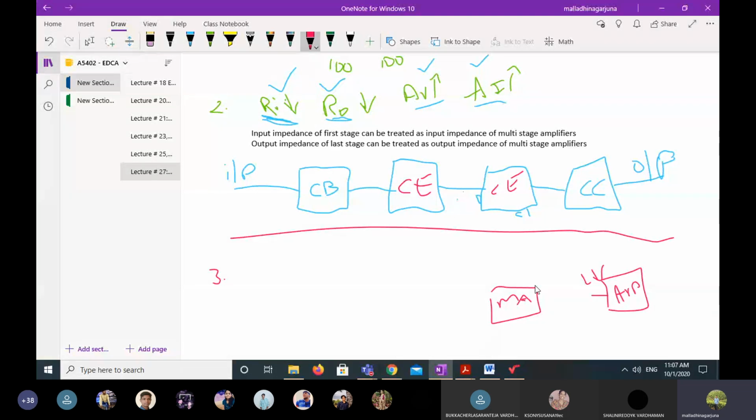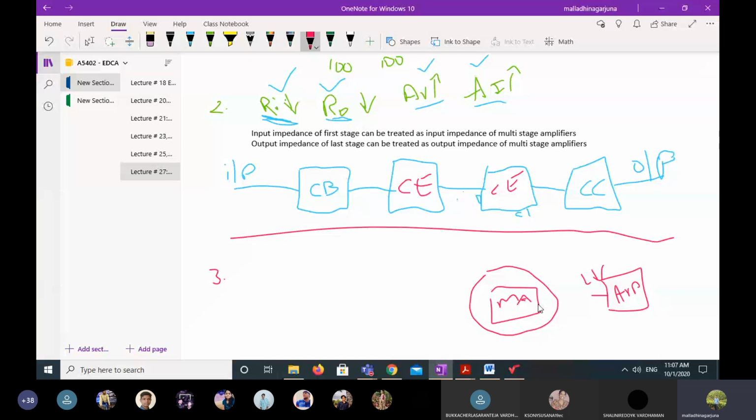So we will place the last stage which has low output impedance. Similarly, we will place the common collector as the last stage, so the output impedance of the last common collector is low. That low output impedance will be matched with the low input impedance of the other application. So yes, impedance matching is done.